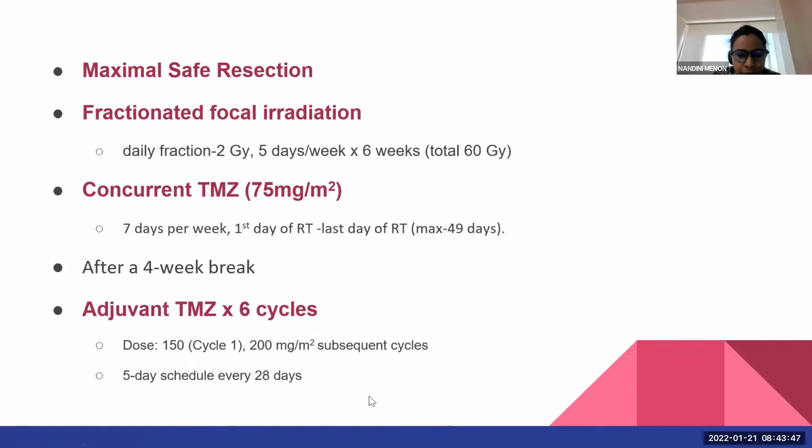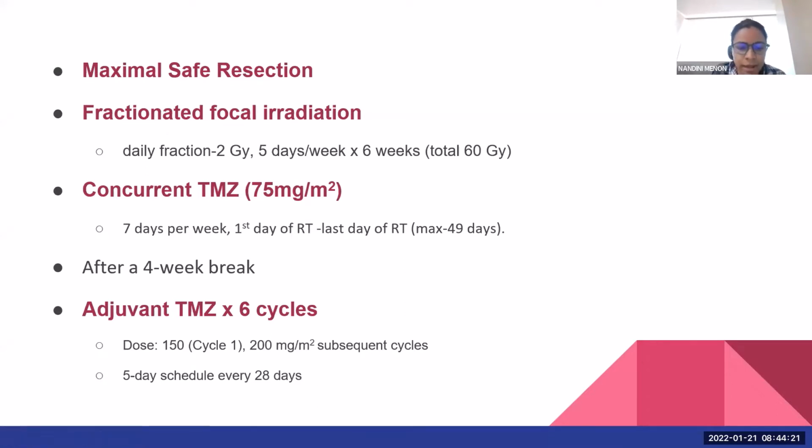This standard of care came after the EORTC NCIC trial, which was published in 2002 by Dr. Roger Stupp. This trial established the role of temozolomide. Previously, temozolomide was not the standard of care. After this study, it became the standard of care in newly diagnosed glioblastoma, because there was a significant improvement in progression-free survival, and the overall survival at 2 years was also significantly improved. But despite all this, we know that glioblastoma is a very aggressive tumor.